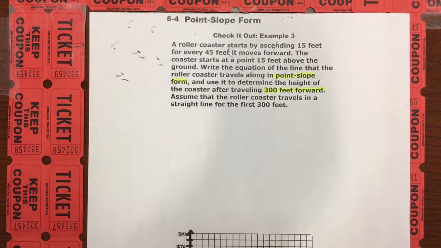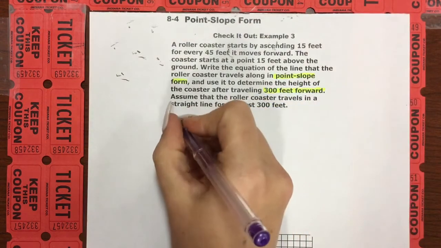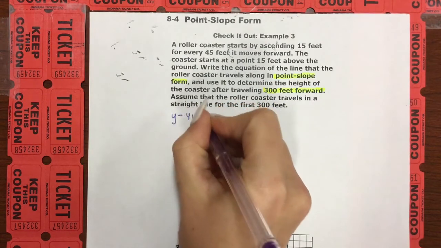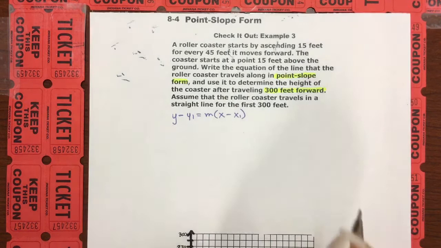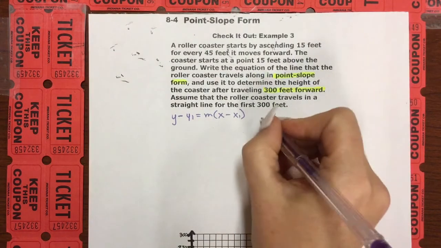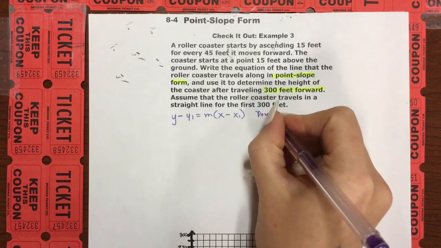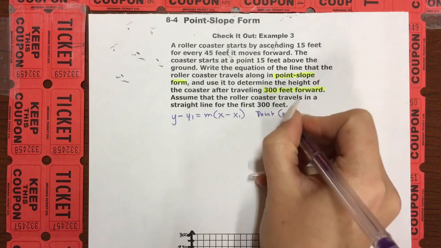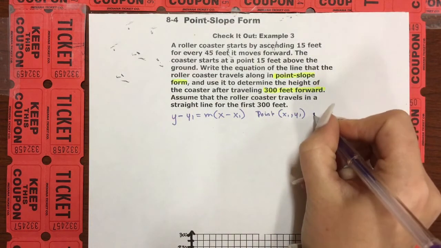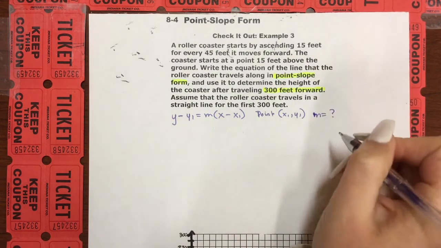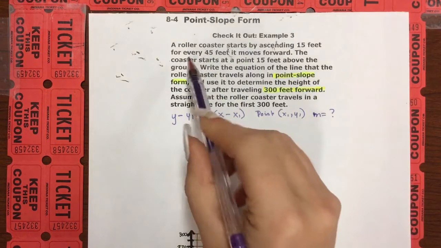Perfect. So we have to put something in point slope form, so I'm going to go ahead and write that down. y minus y1 equals m multiplied by the quantity x minus x1. And yes, I want you writing this down every single time. Okay, for this form, we need a point. We need an x1 and a y1, and we need a slope. We don't know what those are. So let's go ahead and read and find this information.